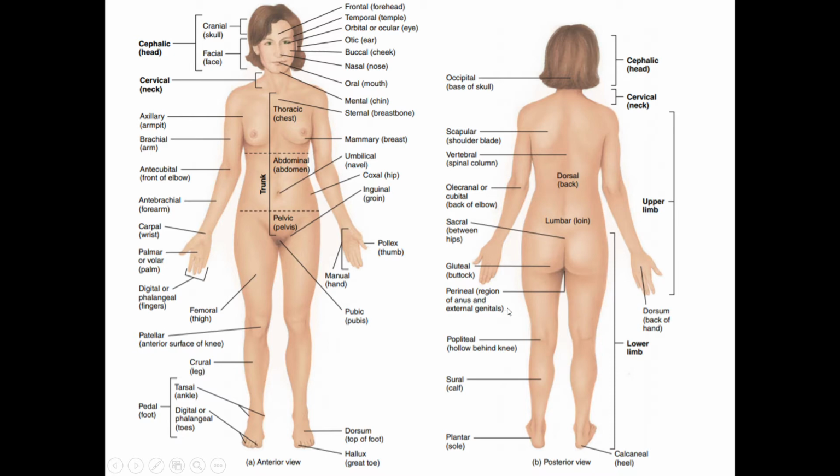Perineal, that is the region of the anus and external genitals. So this is your perineal area. Popliteal is at the back of your knee, the hollow behind the knee. Then your calf is what you call sural. Then your sole is what you call plantar. Calcaneal is your heel. Then the back of the head is what you call dorsum. Cervical, neck; cephalic, head. So these are the different regional terms.